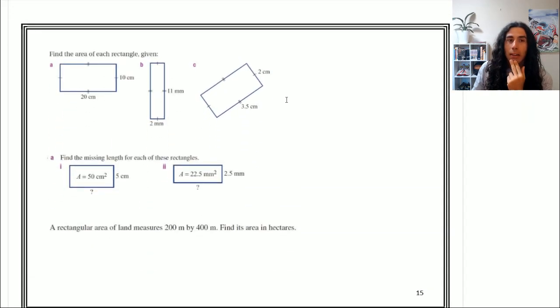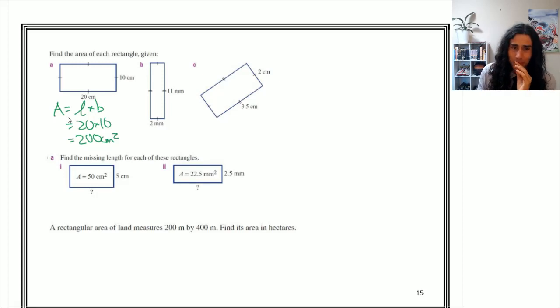All right, next set of questions. Find the area, find the area, find the area, find the missing length. So the first ones you can do, just do your area equals, write the formula. Writing the formula is going to be good practice for later. And for now, it seems a bit silly, but later on, you're going to really need to remember those formulas. So length times breadth, 20 by 10, 200. Do that for B and C.